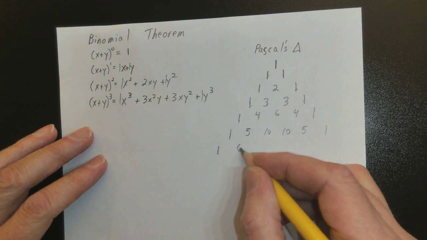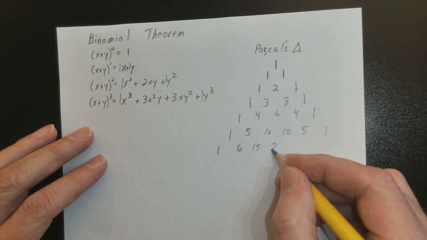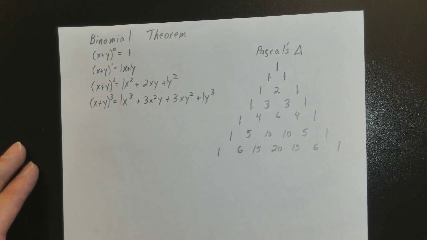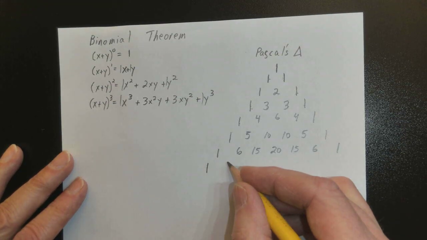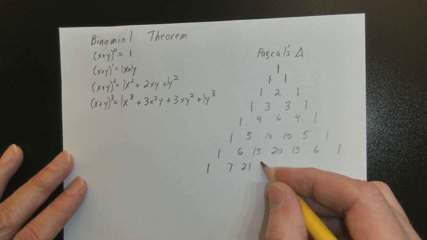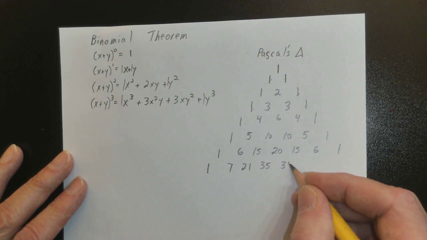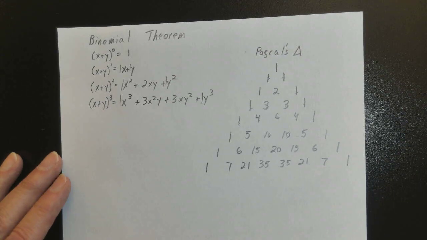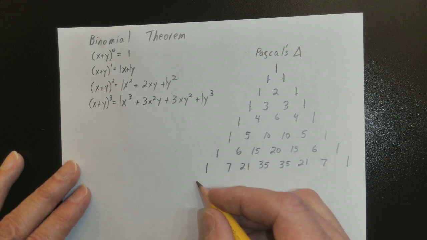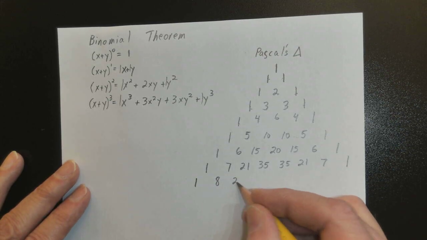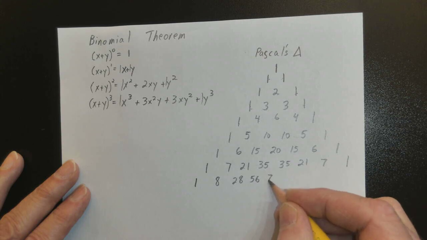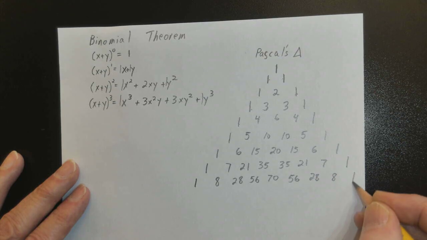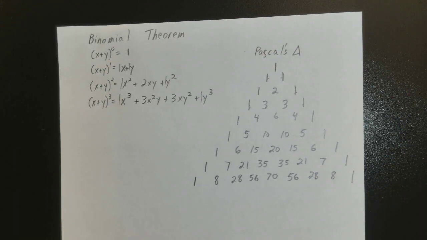1, 6, 15, 20, 15, 6, and 1. 1, 7, 21, 35, 35, 21, 7, and 1. Okay, 1, 8, 28, 56, 70, 56, 28, 8, and 1. I'll stop there at that row.